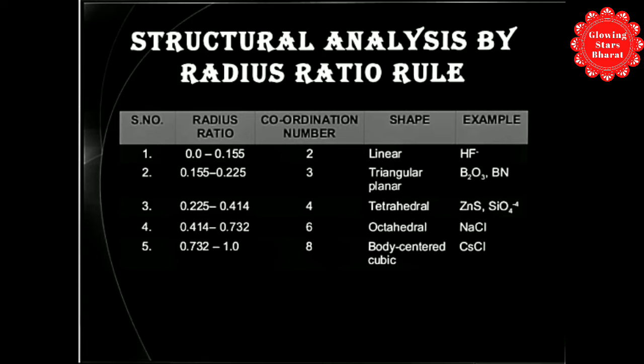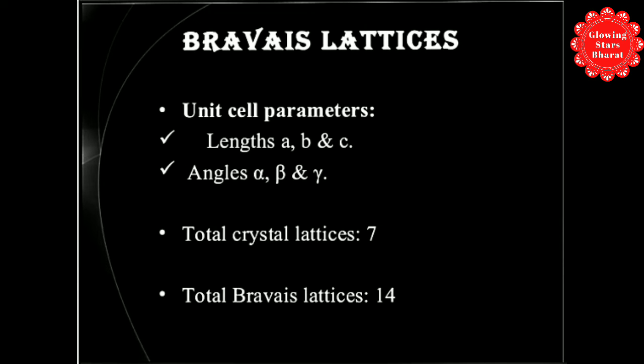Dear students, unit cell parameters: lengths a, b and c, angles alpha, beta and gamma. The total crystal systems are 7 and total Bravais lattices are 14. The crystal system with unit cell parameters: cubic system, cell dimension a equal to b equal to c and crystal angles alpha equal to beta equal to gamma equal to 90 degrees, and Bravais lattices are simple cubic, face centered cubic and BCC, all are equal to 3. Symmetry elements: 3-fold axis 4, 4-fold axis 3.